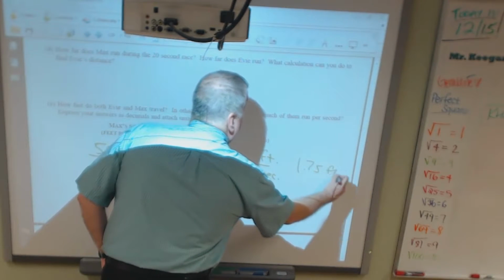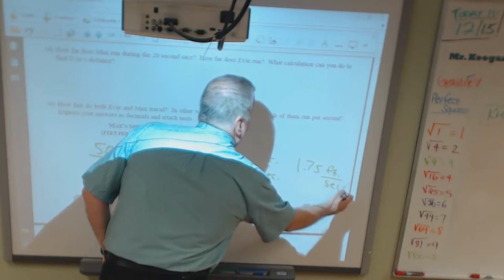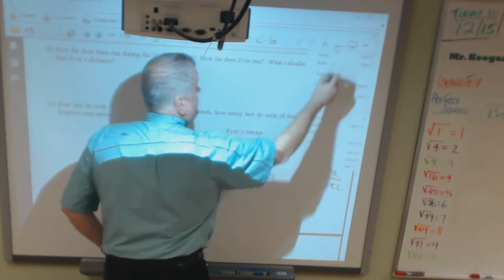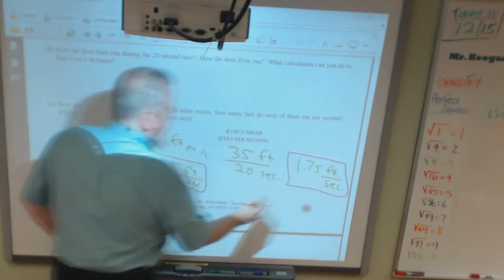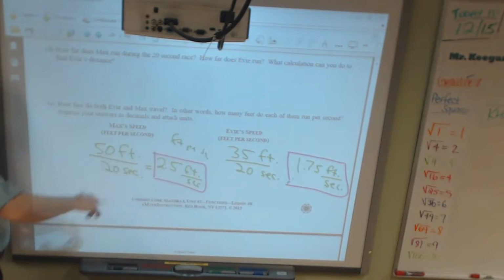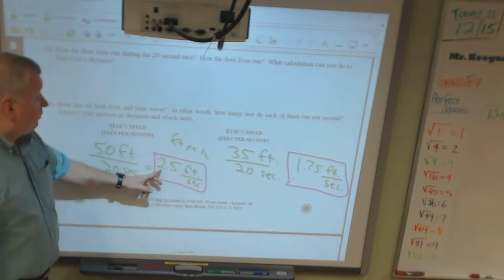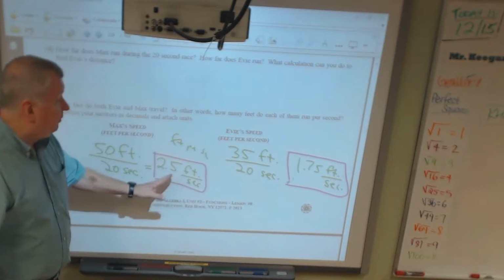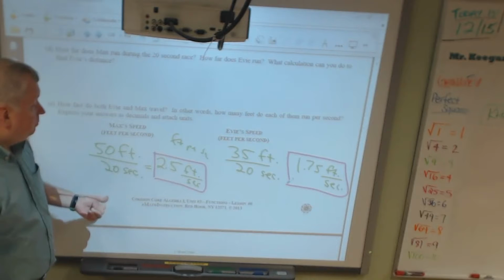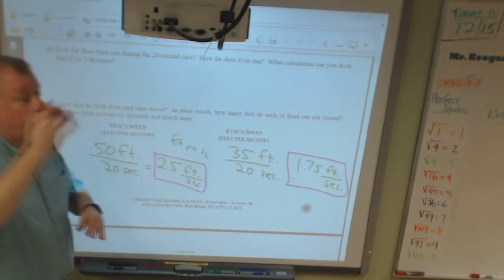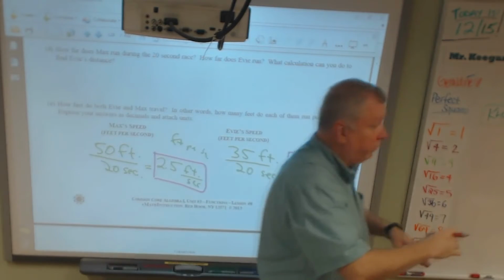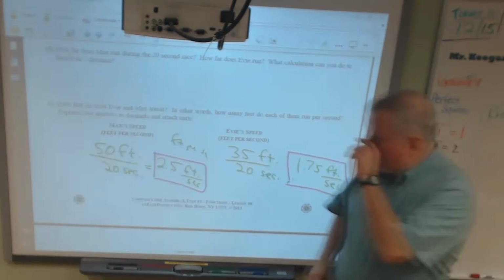Justin, did you put it in? Yeah, it's 1.75. Okay. So Evie was running at 1.75 feet per second. Max was running at 2.5 feet per second. So who's going faster? Max. Because the higher the number, the faster you go, right? If you go 70 miles an hour, you're going faster than if you're going 55 miles an hour.